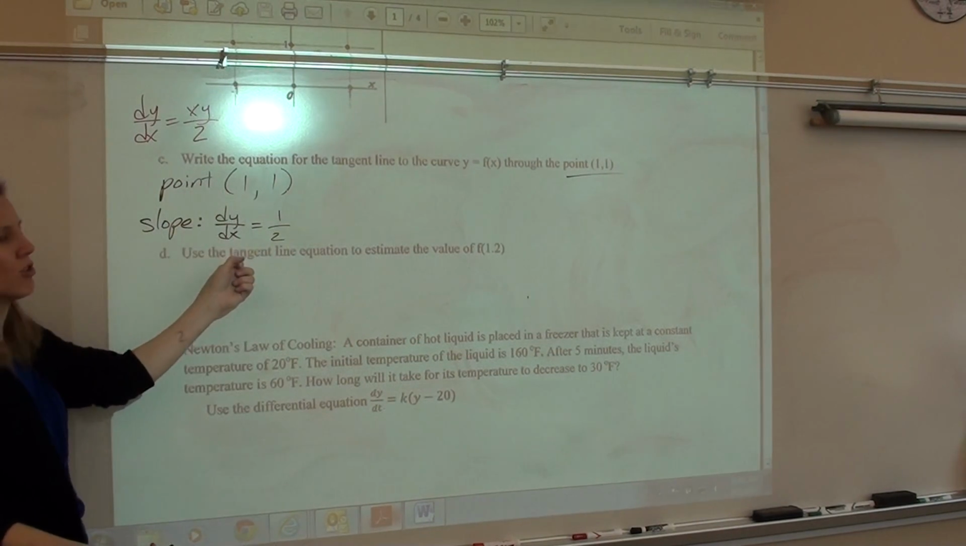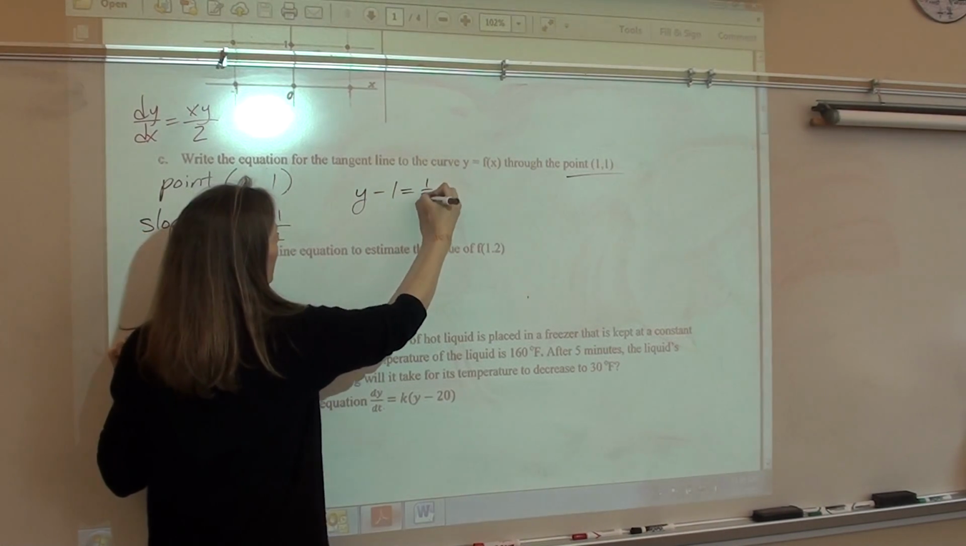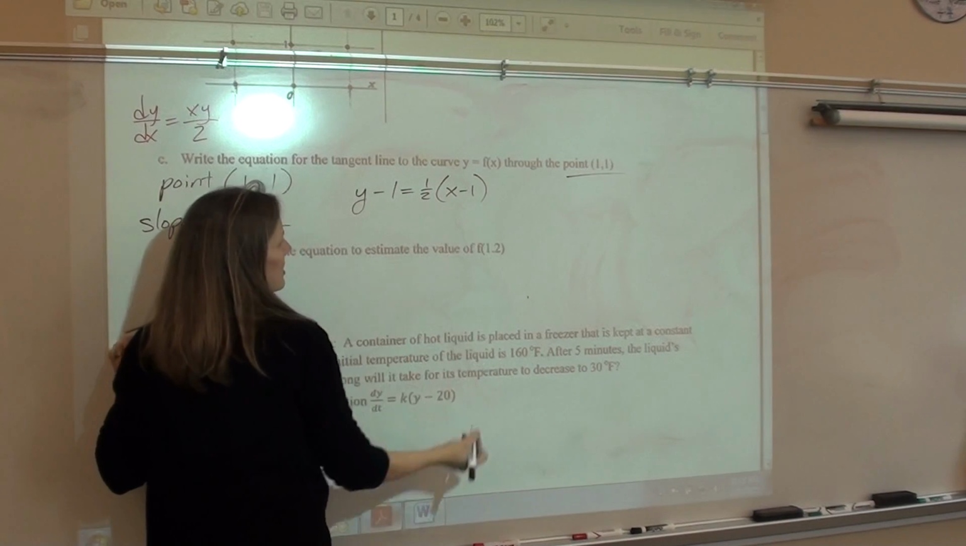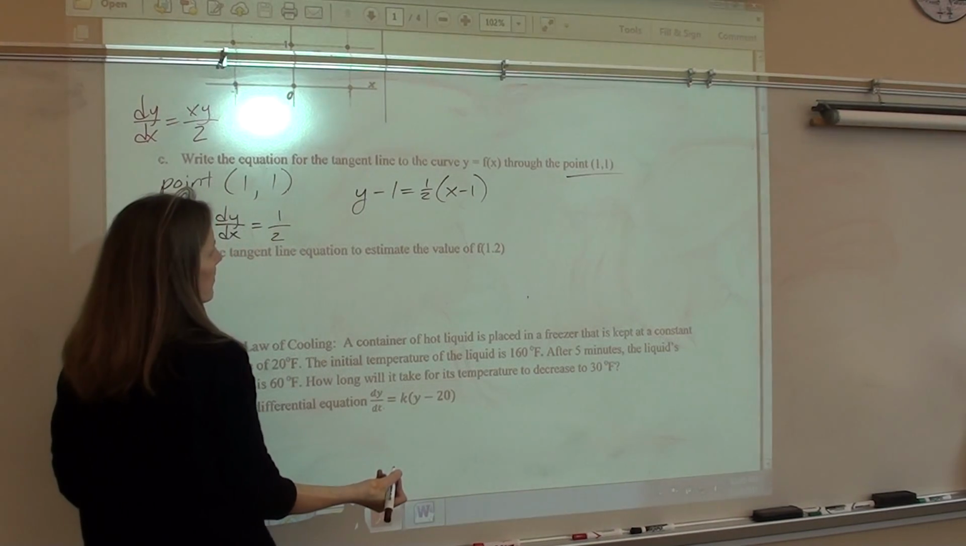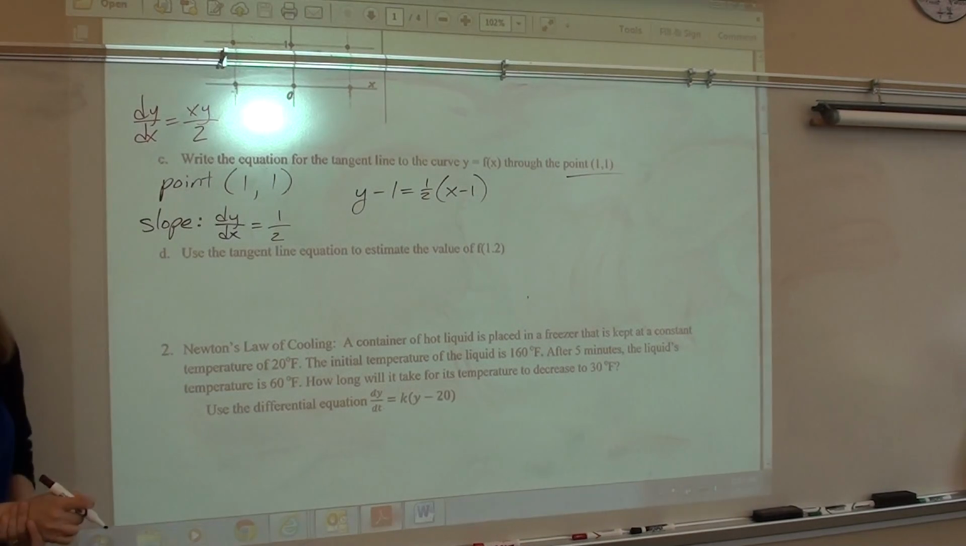There's your point, there's your slope, write your equation. y minus 1 equals 1/2 times x minus 1. And that's good enough, because that's an equation of the tangent line. It doesn't say you have to solve for y.